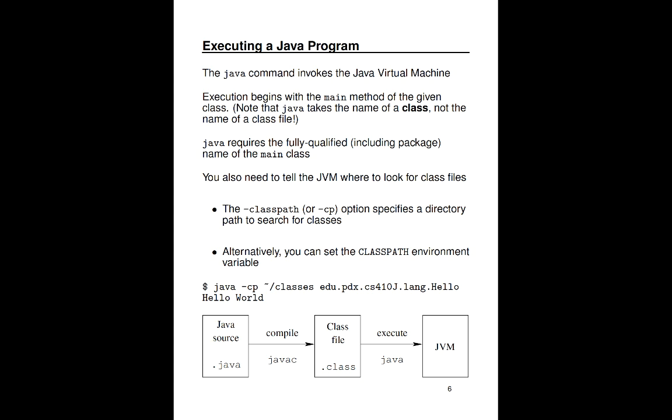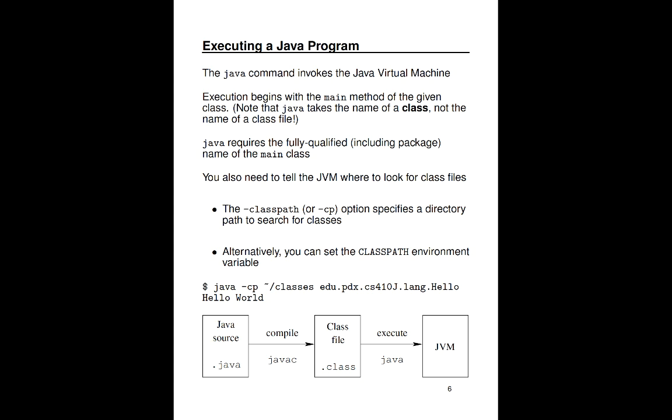You would say java to invoke the Java virtual machine, -cp for the class path, and then you'd specify the class path. This is the same directory that you compiled the source code to, ~/classes, and then the fully qualified name of the class, edu.pdx.cs410j.lang.Hello. And when you run that command, it prints out hello world. It executes the program. To help you understand exactly the series of events that happens to get you to this point, we have this diagram here.